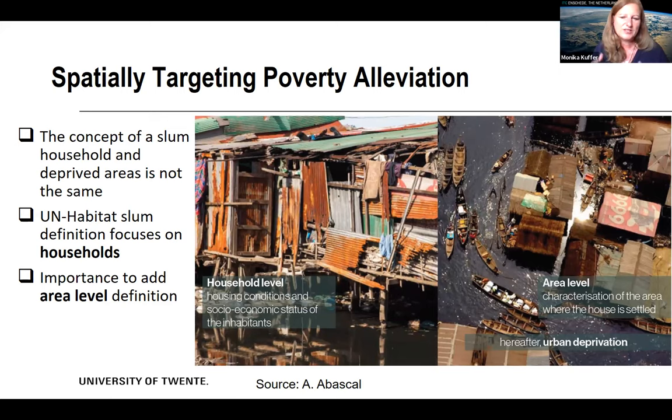But what we very much advocate is that besides this household level deprivation, another aspect of deprivation is the location of a household within an area. So for a whole area: how is the area connected with the rest of the city? How densely built up is this area? That needs to be added to the household level concept of deprivation to have a more holistic understanding of deprivation, and also to develop mapping instruments that reflect this aspect of deprivation.